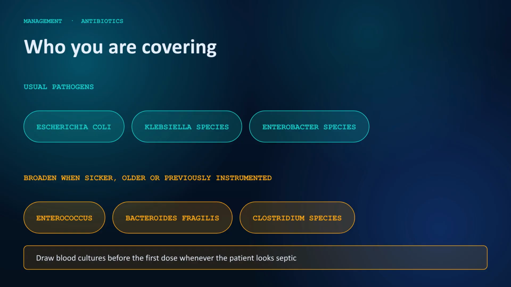Who are we covering? The bile in acute cholecystitis is usually colonized by gut organisms. Escherichia coli is the commonest, followed by Klebsiella species and Enterobacter species. In sicker patients, in older patients, and in anyone with previous biliary instrumentation, broaden your thinking to include Enterococcus and anaerobes such as Bacteroides fragilis. And remember Clostridium species, which we will meet again when we talk about gas in the gallbladder wall. Draw blood cultures before the first dose whenever the patient looks septic. One nuance: routine Enterococcus coverage is not needed for most community-acquired cases. It matters in healthcare-associated disease and in transplant patients.